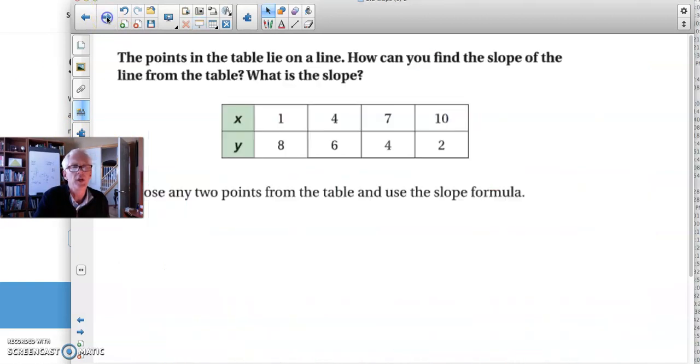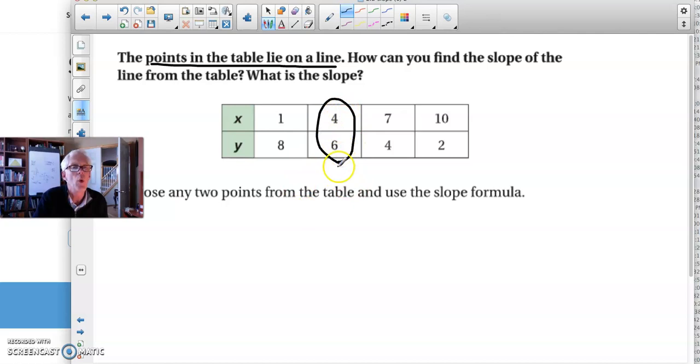A table is kind of old school, when we make a table of values. Remember, a table of values is simply ordered pairs written a little bit differently. X is 1, y is 8 is an ordered pair. X is 7, y is 4 in this particular table. Since the points are on a straight line, you can take any 2 points and use the slope formula.